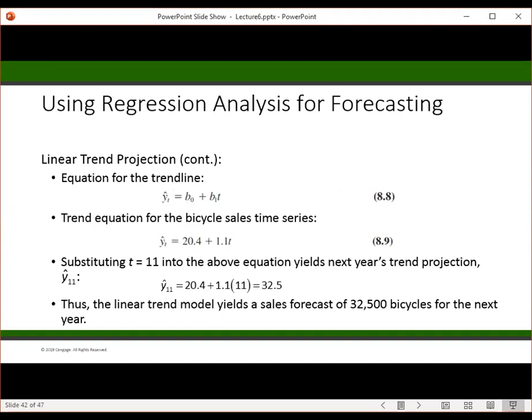And so then we can pick up a trend line, and then based on that trend line, we can come up with an estimate for next period sales. So, for time period 11, we substitute that in and we get our value of 32.5. And of course, in the thousands, that's going to give us 32,500.